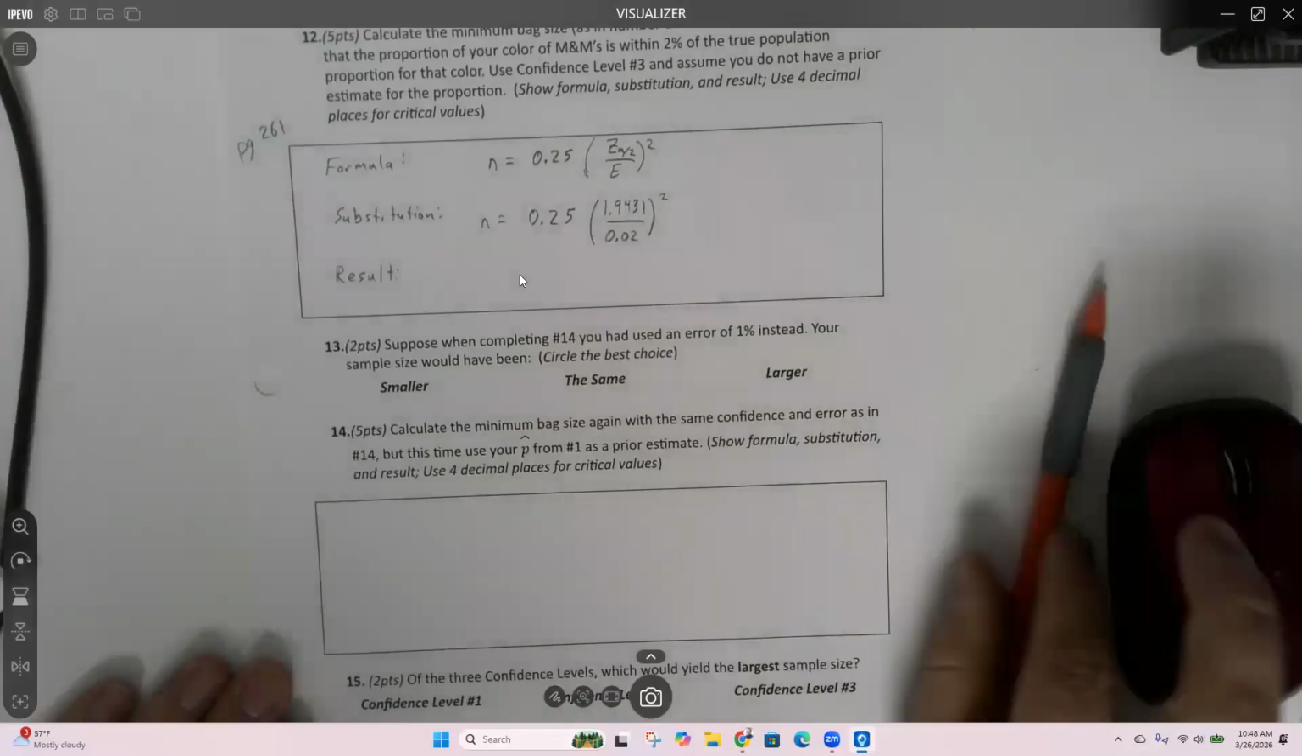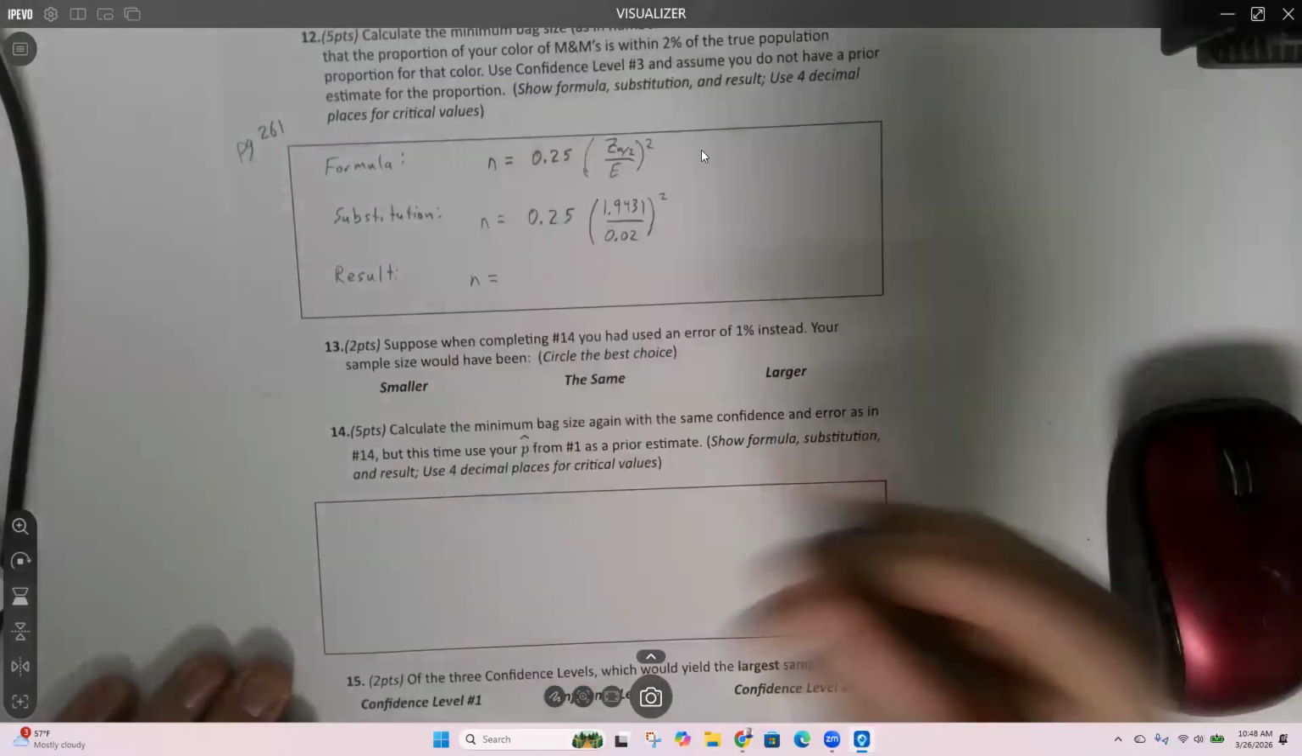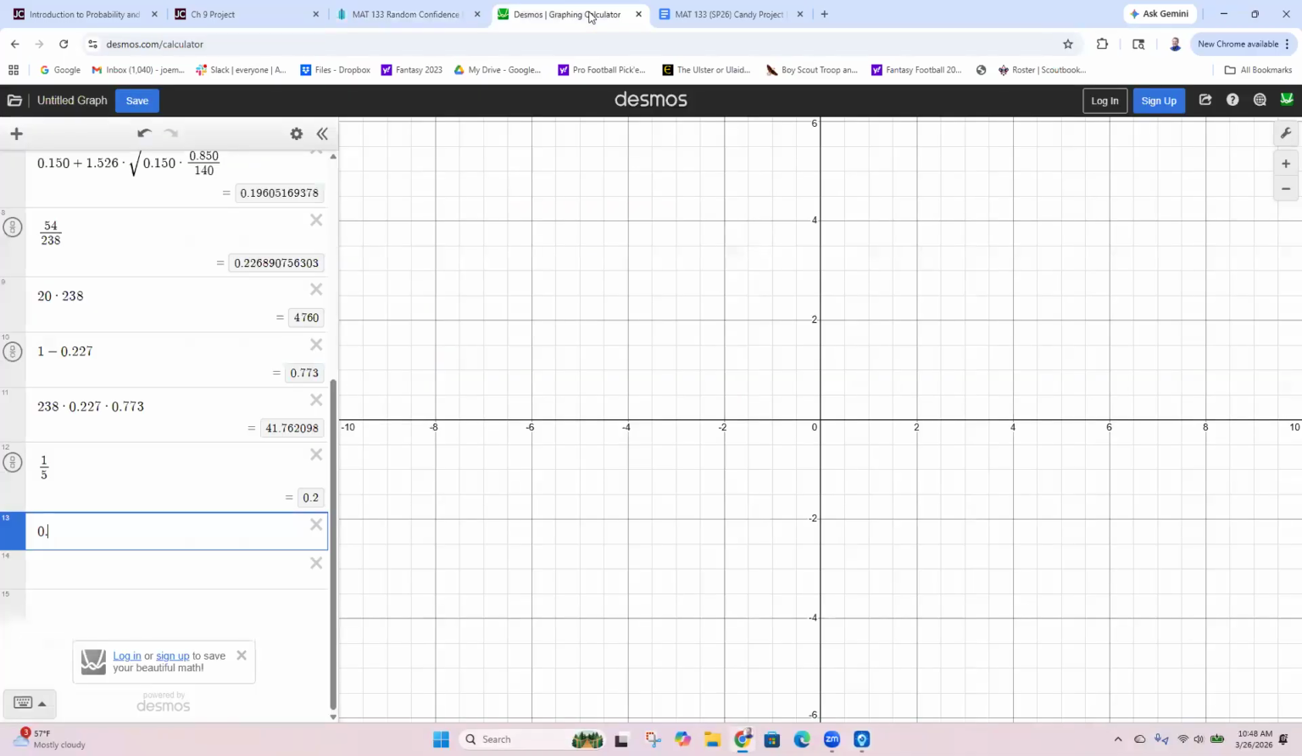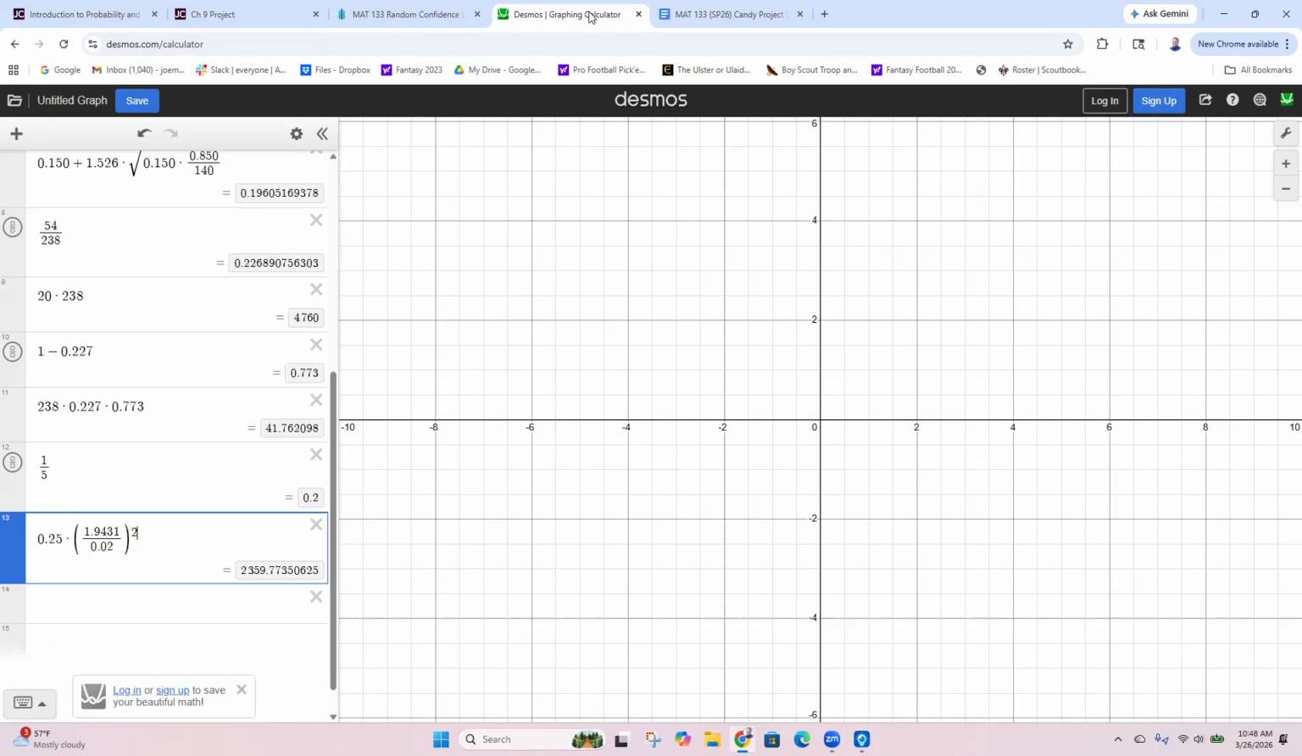And then my result, this one I'll do in the calculator. So we're going to type that in. Let's see what we get. 0.25 times big old parenthesis 1.9431 divided by 0.02, close your parenthesis. To do a square, you do Shift 6, which is the little up caret arrow, and then you hit 2 to square that, and I get 2359.77.